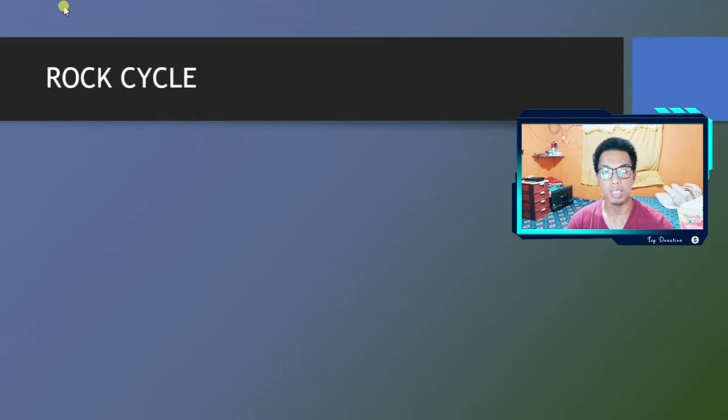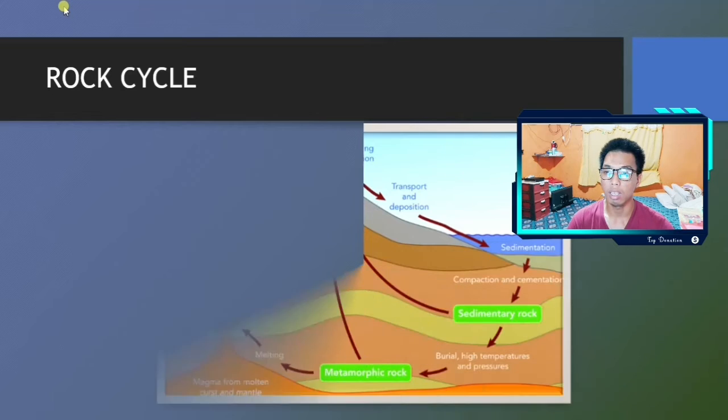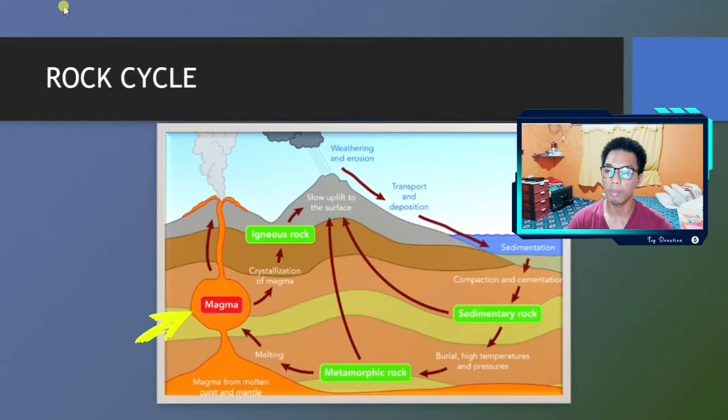And now, I discuss the flow of the rock cycle. From the magma, after volcanic activity, they release igneous rock. Then, when the rock is exposed to weathering and erosion, it will be transported and deposited into sedimentation. After sedimentation, through compaction and cementation, they create a sedimentary rock.